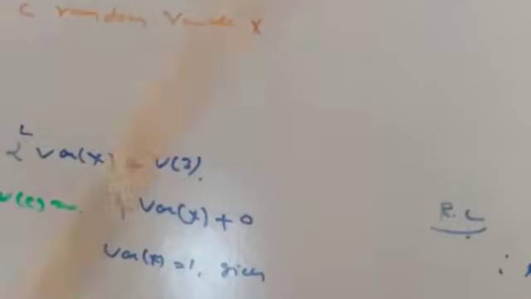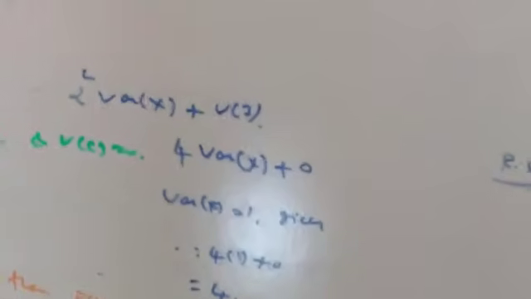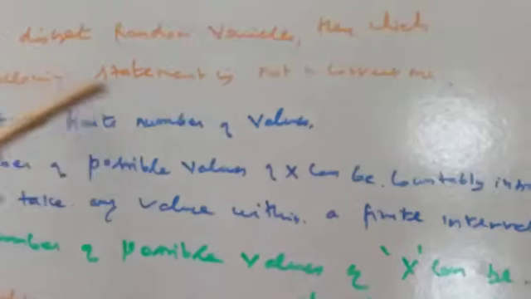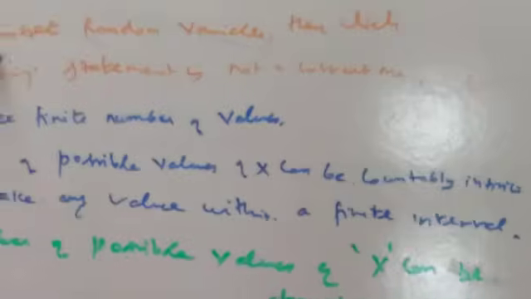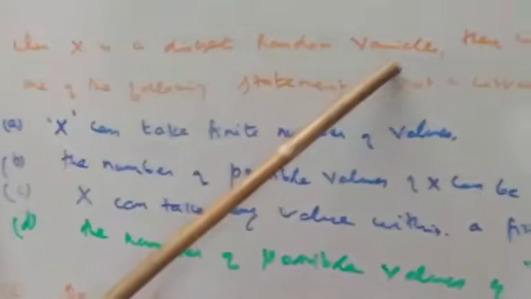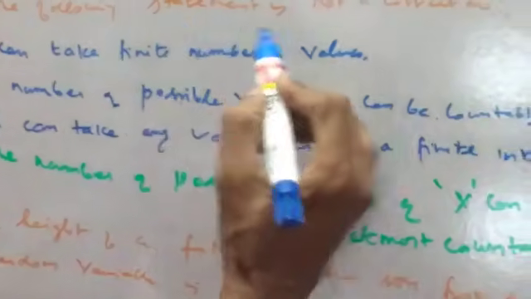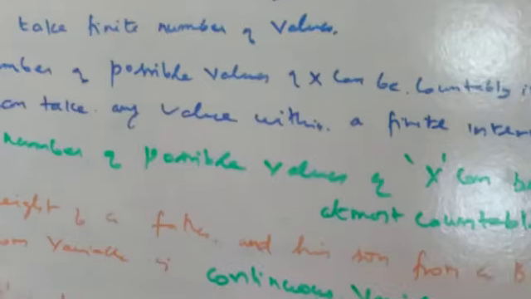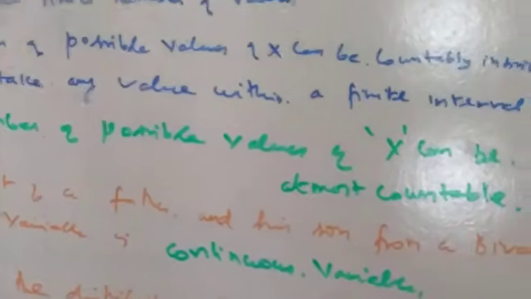In the next class we will discuss the bivariate random variable. Now, the related TNPSC questions: how will they ask the question? For example, when x is a discrete random variable, which one of the following statements is not correct? You must understand what you mean by discrete random variable. The important point in the question is that they ask which statement is not correct.